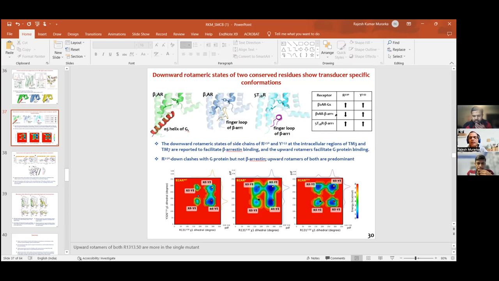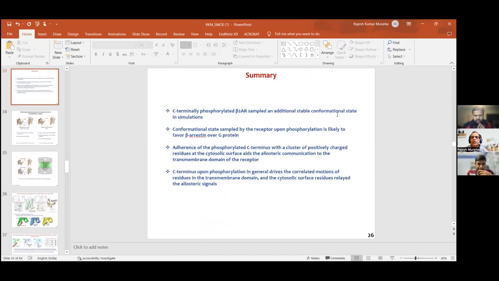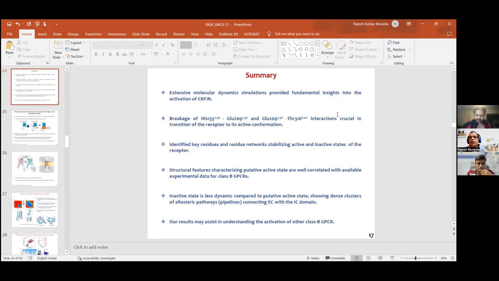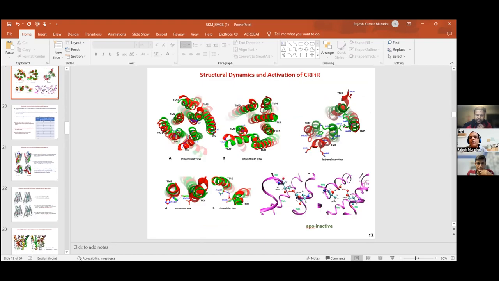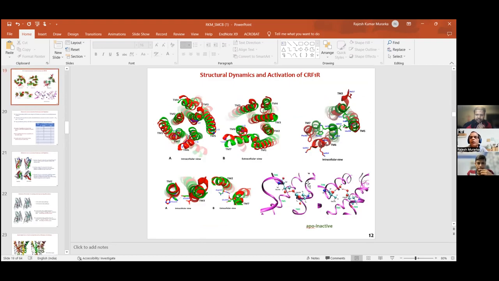We did some of the analysis, and we found, if you remember, that the interaction between these, glutamate and threonine, is either directly hydrogen bonded or one water molecule is mediating these interactions. So we found that, throughout the simulation trajectory, that interaction is quite conserved. Means 50% of the time this water is actually bridging this interaction.